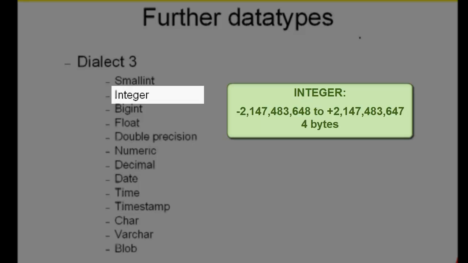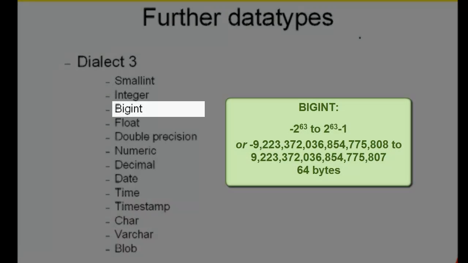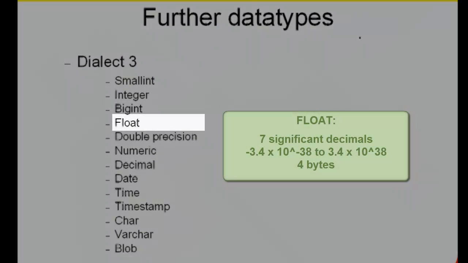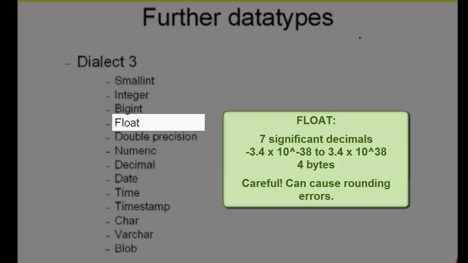An integer is from minus 2 billion to plus 2 billion. It uses 4 bytes. Big int uses 64 bytes for extremely large numbers, from minus 2 to the power of 63 to plus 2 to the power of 63. Float stores values with up to 7 significant decimals. This can unfortunately sometimes be inaccurate, so I would not recommend using this data type.